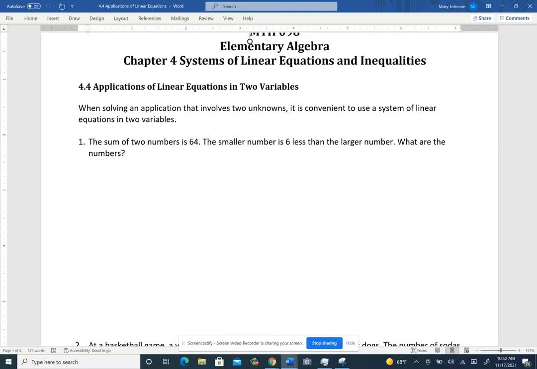Okay, so what I'm going to do now is focus on getting everything set up. Okay, that's usually the biggest struggle. All right, so what you do first is you just do a quick read of the problem. Sum of two numbers is 64. The smaller one is 6 less than the larger. What are the numbers?